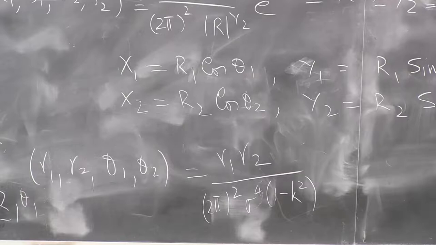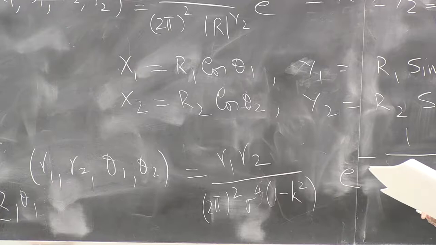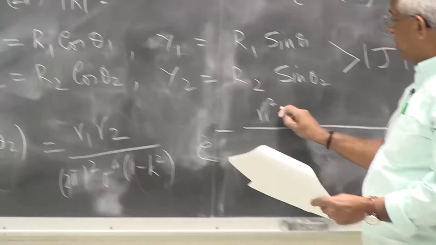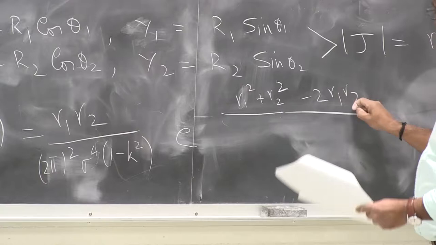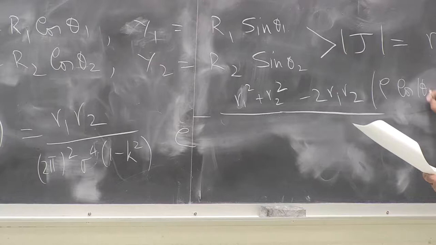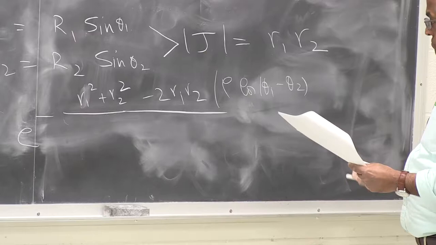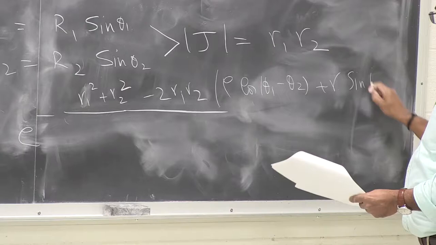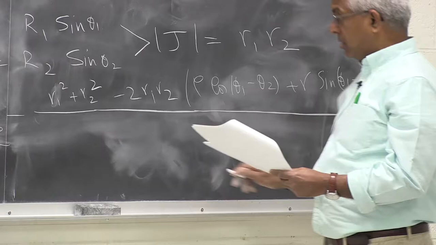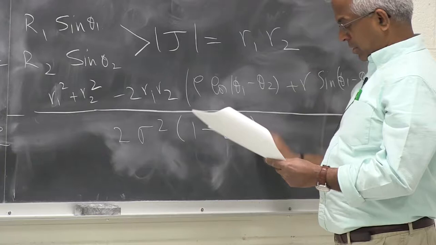Notice that this is r1 squared plus r2 squared. So e to the power minus 1 over... the numerator is going to be r1 squared plus r2 squared minus 2 r1 r2 rho cos(theta 1 minus theta 2) by substituting here, plus r sine(theta 1 minus theta 2). This you can find, the whole thing divided by 2 sigma squared multiplied by 1 minus k squared. Of course, k squared is a function of tau.